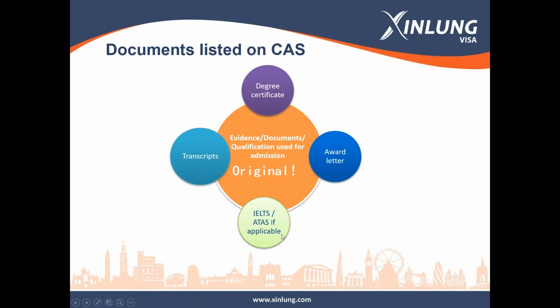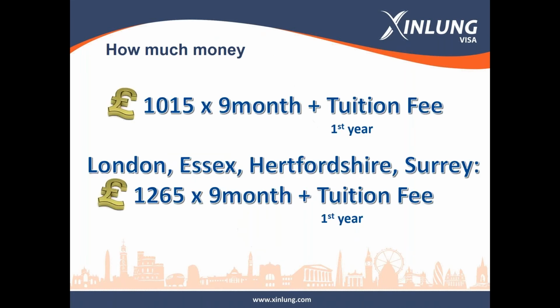And we talk about all the documents that are listed on CAS needing to be original documents. It can be your degree certificate, it can be transcripts, it can be an award letter. If the university listed your IELTS, it can be the IELTS test report. And the IELTS test report is something different, because on the IELTS test report there is a unique reference number. On your application form, it requires you to put this unique reference number on. So even if you don't have an original IELTS certificate, you will still be okay as long as you fill in the correct reference number for the IELTS test report. And the ATAS is a very special certificate. We'll talk about it later on.